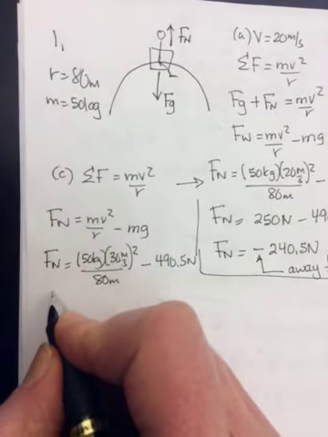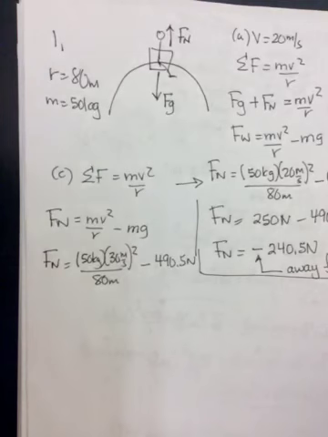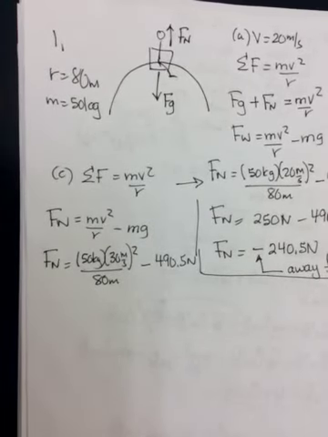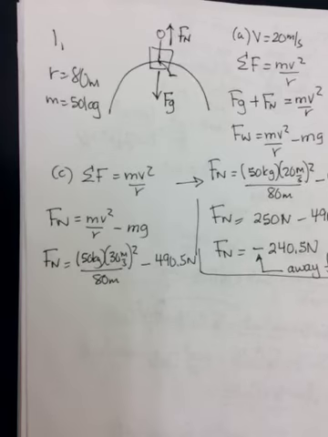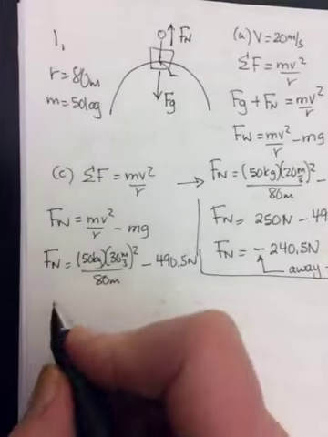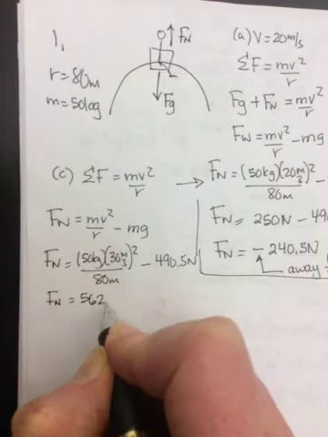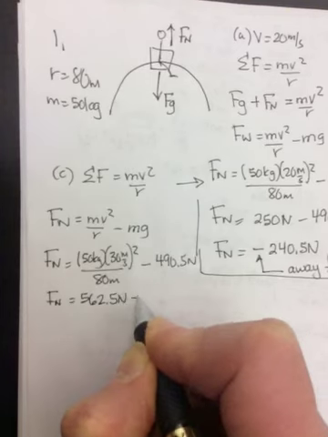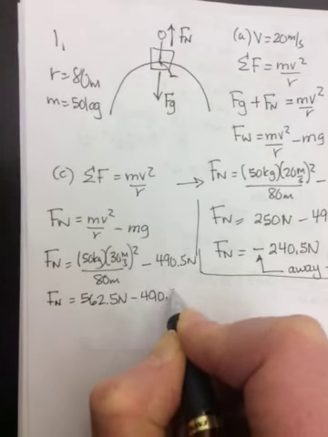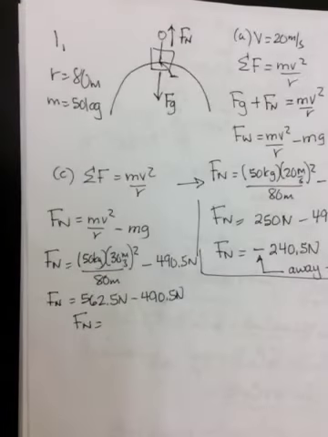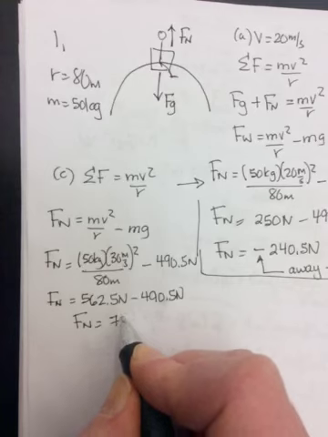This first term, did I screw up? Oh, no, I didn't, but then I cleared it. So 900 times 5 divided by 8. This first term should be 562.5 newtons minus 490.5 newtons. So this time you get an Fn that's going to be positive, 72 newtons.